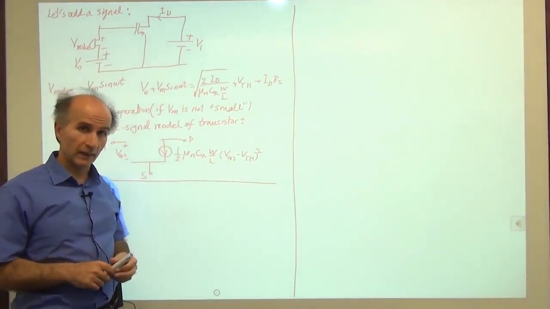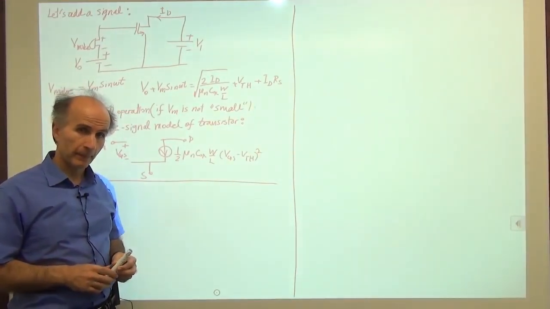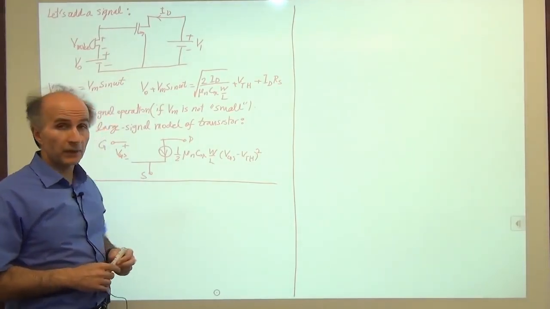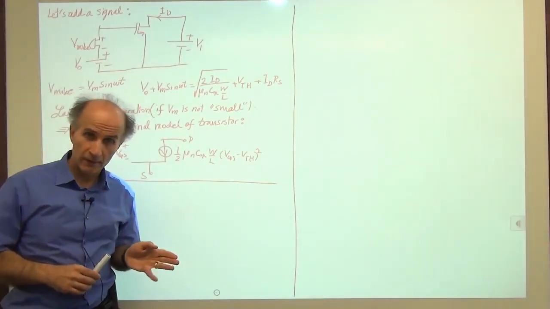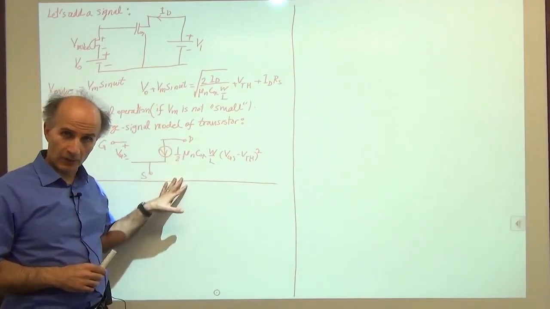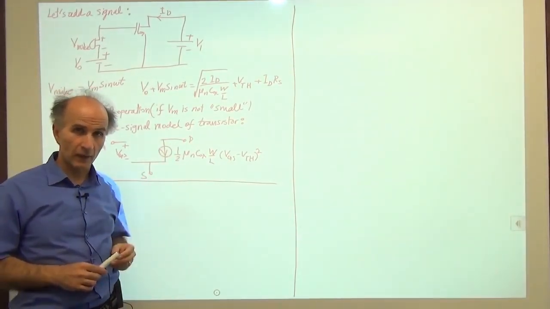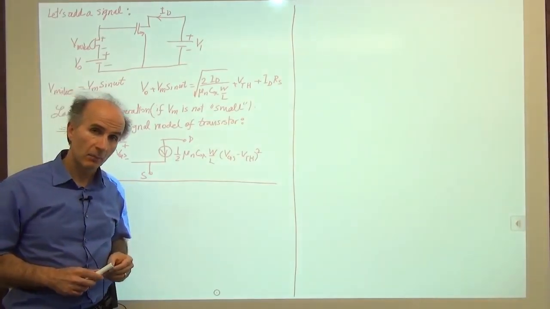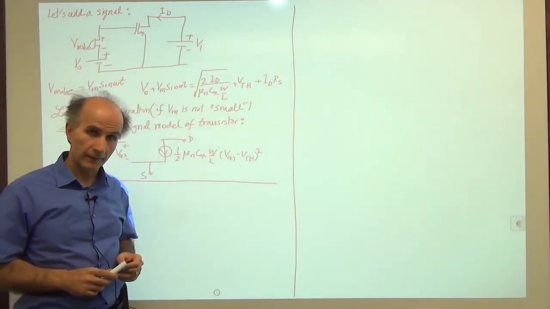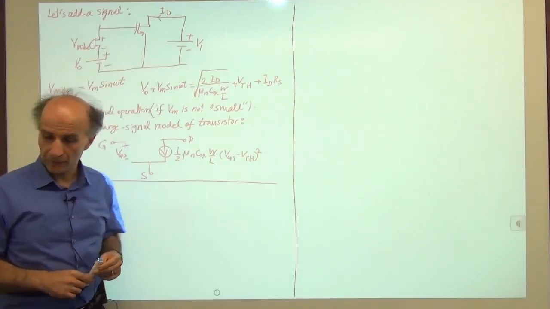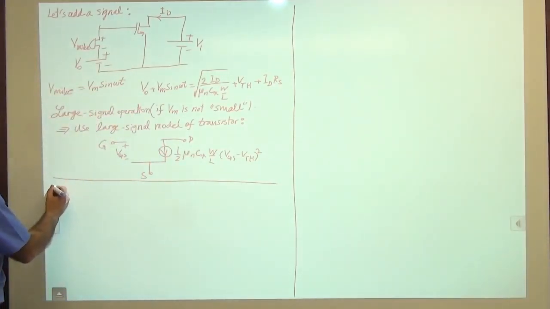So the calculations can get messy. All right. Now, under some conditions, we can simplify the situation. We have to see what those conditions are, and those are what we call small signal operation. So let's talk about small signal operation and see what that means.